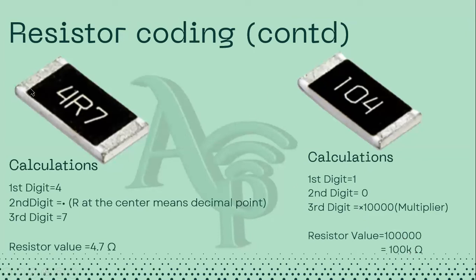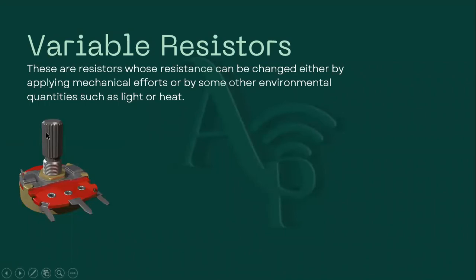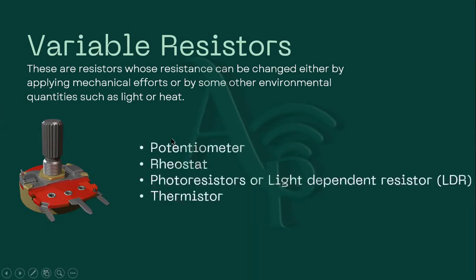So let's look at variable resistors. Variable resistors are resistors whose resistance can actually be changed by either applying a mechanical effort or by some other environmental quantities such as light or heat. Variable resistors can be potentiometers, rheostats, photoresistors or light-dependent resistors, and thermistors.